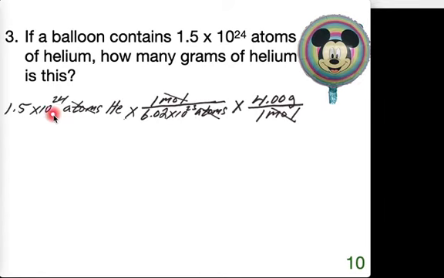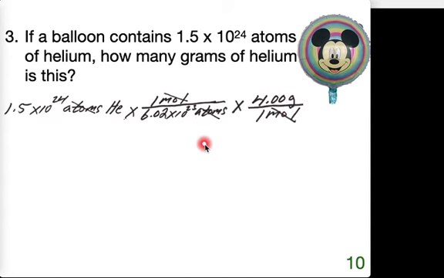Okay, to type that into your calculator, it'd be 1.5 EE24 divided by 6.02 EE23 times 4. Now this one's a little tricky to round it to the correct number of sig figs. So I challenge you to pause the video, see if you can get the right number of sig figs, and then start it up again.